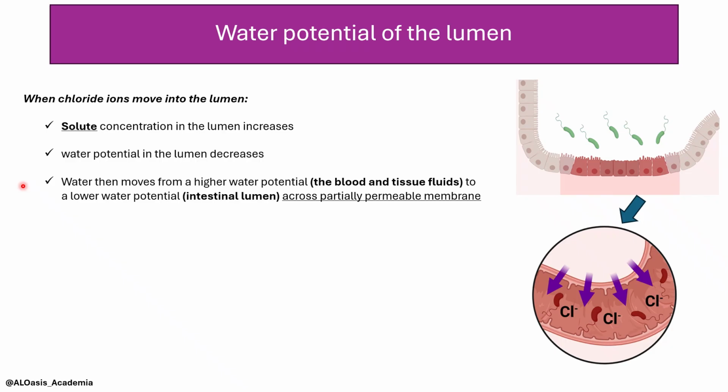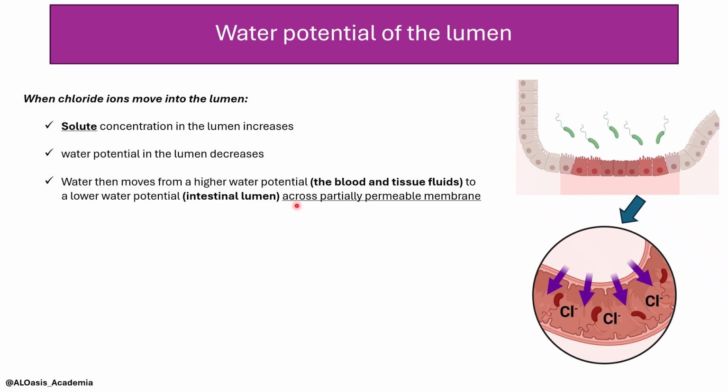So those are going to be the higher water potential, because they have fewer solutes or less chloride, and more chloride is going to be in the lumen. Water moves from higher water potential, which is the blood and tissue fluid, to lower water potential, which is in this case the intestinal lumen, which has a high level of chloride ions. But you always need to add this to your answer.